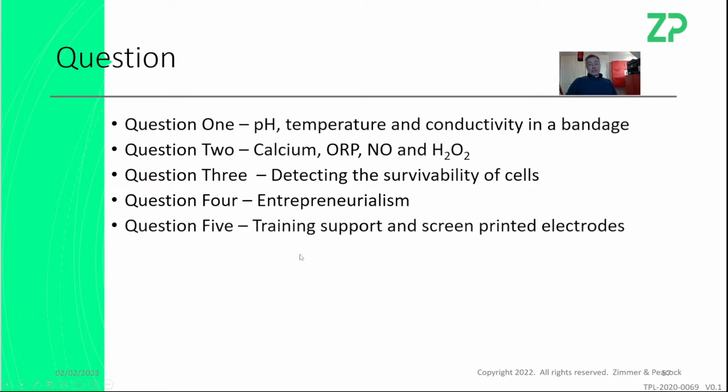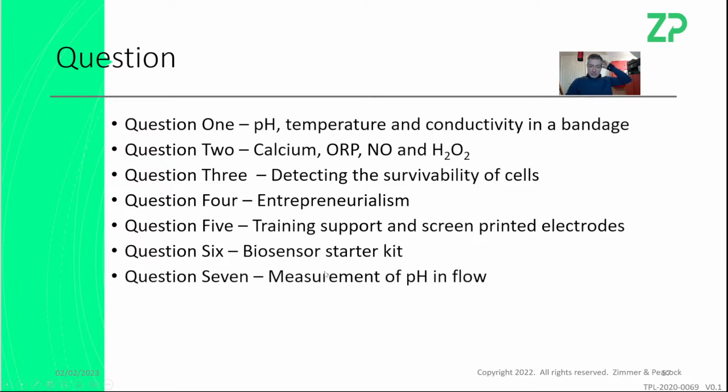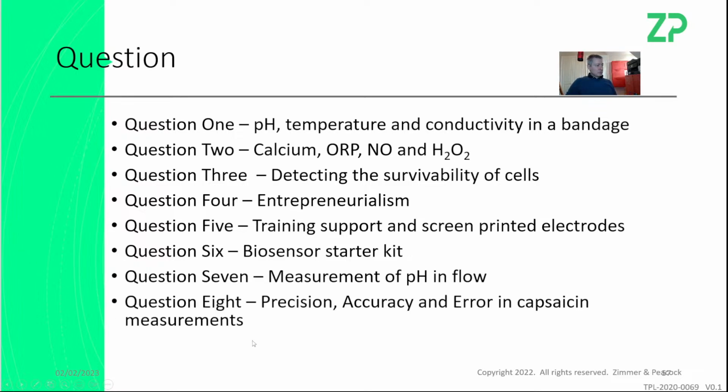We do provide training. There's all these workshops. Screen printed electrodes from us. The hypervalue electrode is a really good electrode. The Biosensor starter kit, measurement of pH and flow. I think this is just a no-brainer, really. But if you're going to do it, you will have to incur some NRE charges from a company like Zimmer and Peacock so that we can support.